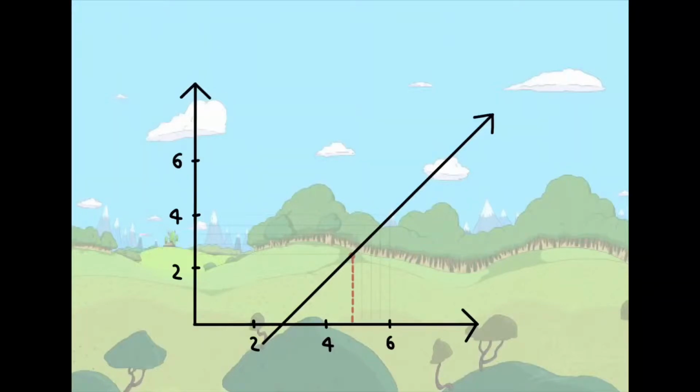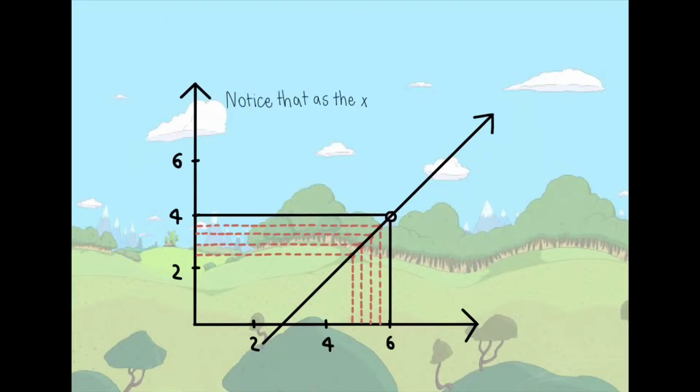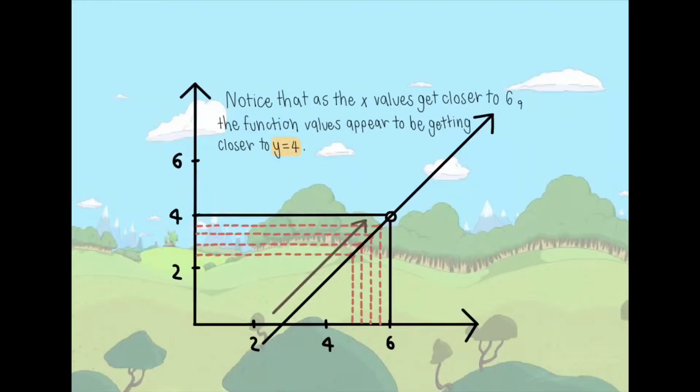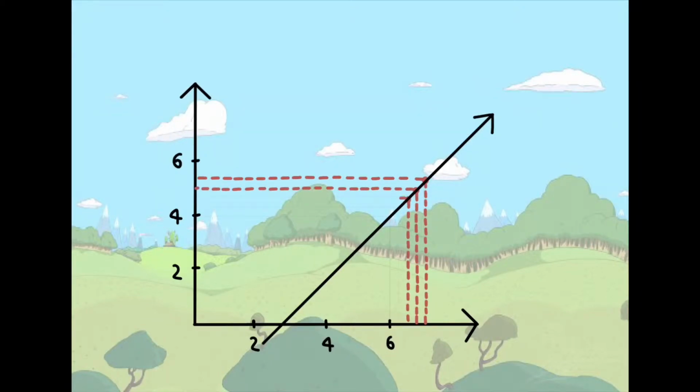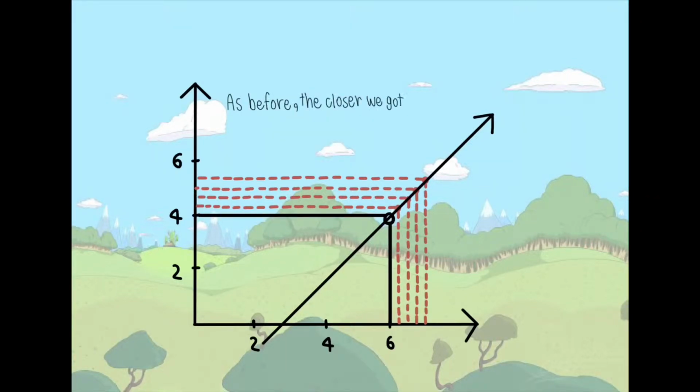First of all, let's look at the graph of the function f(x) equals 4 over 3x minus 4 and examine points where x is close to 6. We will start with points where x is less than 6. Notice that as the x values get closer to 6, the function values appear to get closer to y equals 4. Now, let's look at points on the function where x is larger than 6. As before, the closer we get to x equals 6, the closer the function gets to y equals 4.